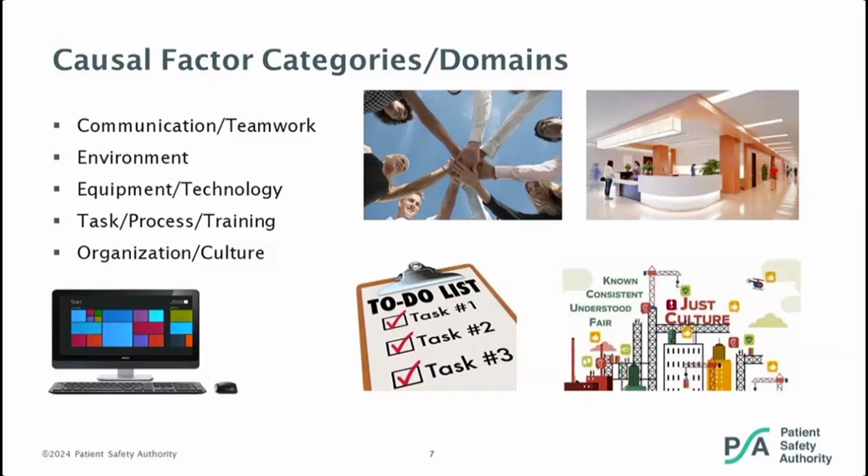Some additional examples include inadequate staffing levels leading to increased workload, poor coordination between departments resulting in delays in diagnosis or treatment, and cultures that prioritize productivity over patient safety, leading to shortcuts and workarounds. By addressing causal factors across these domains, healthcare organizations can enhance patient safety, optimize clinical outcomes, and improve the overall quality of care.